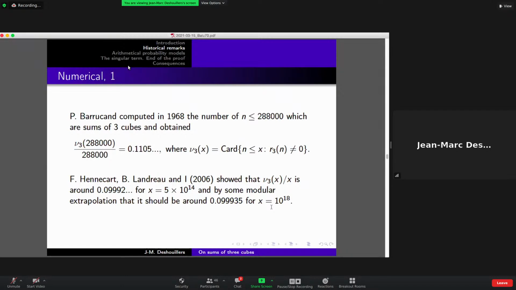Well, now we made some computation in 2006, rather long, and check that what we have is that nu3 of x over x, the density, if you go up to 5 times 10 to the 14, we did it for all the integers, is something which is a bit less than 1/10. So it is also decreasing, but there's no contradiction here. And by some modular extrapolation, it is something which is slightly a bit larger for x is 10 to the 18, and it seems to converge with something where you have maybe a 4 here or something like that.